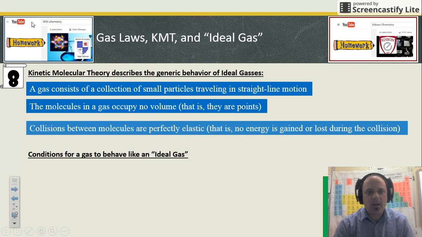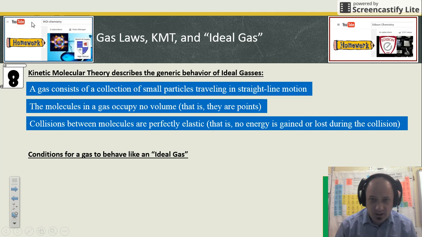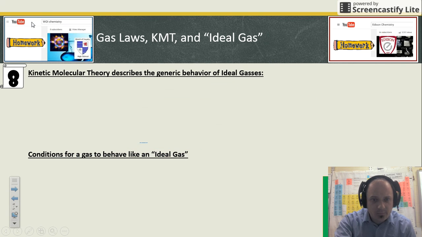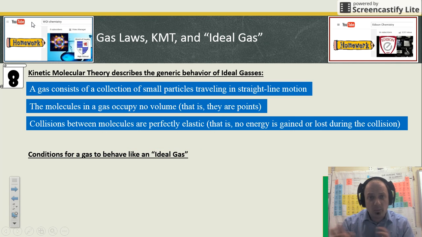Okay. Collisions between these molecules are perfectly elastic, which means that when one bumps into the other, no energy is wasted or lost in this collision. Okay, there are no attractive or repulsive forces between these molecules. It means that they're not trying to stick to each other, not trying to share electrons with each other or anything like that. These molecules literally don't want anything to do with each other. They're moving in straight lines. When they bump into each other, they transfer their energy completely, and they practically have no volume. Those are the rules of KMT.